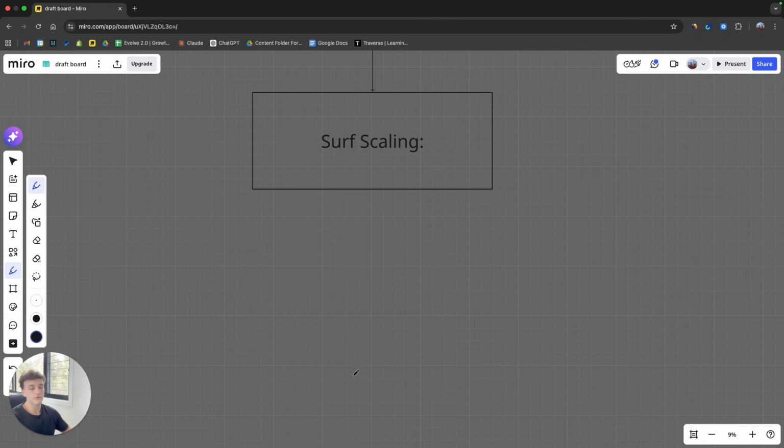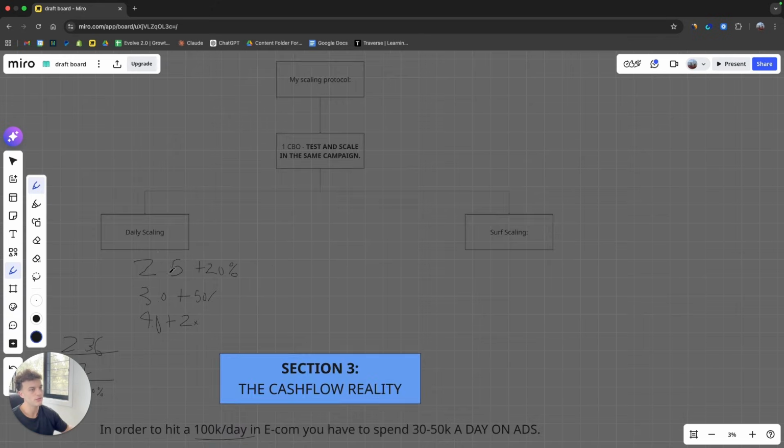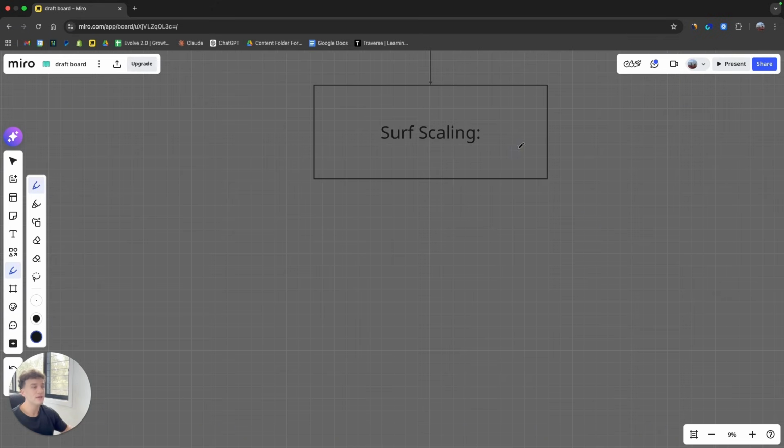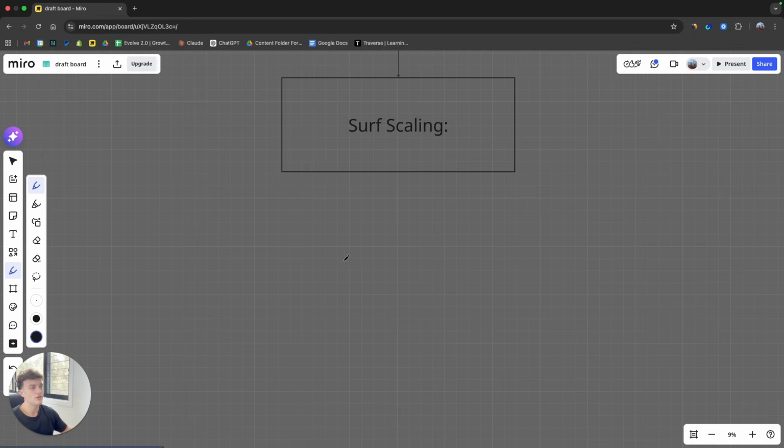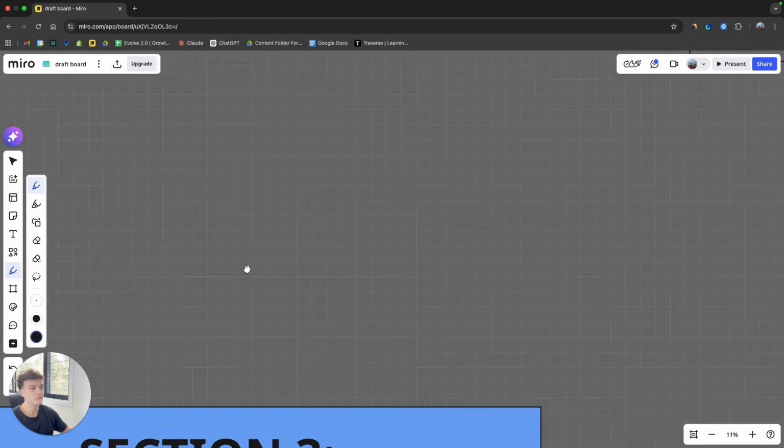So now, after having a call with Spencer, he kind of showed me, surf scaling every single day isn't ideal, especially at lower spend. You might as well just go with this method here because it's more consistent. Save surf scaling for public events, like public holidays. I mean, Black Friday, Valentine's Day, Mother's Day, whatever. But the surf scaling protocol is very, very similar to this one here.